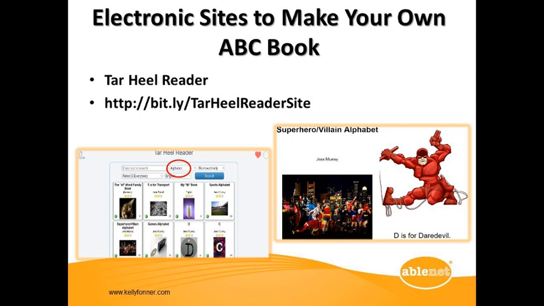But at the Tar Heel Reader site, one of the things that you can do, as you see circled here, is you can do a search. And alphabet is one of the search characteristics of the books, because there are thousands of books at this site. So you want to find a way to search them. So you can search by alphabet, and then if you find books that you like, you can then like them and create your own book list that you go back to.